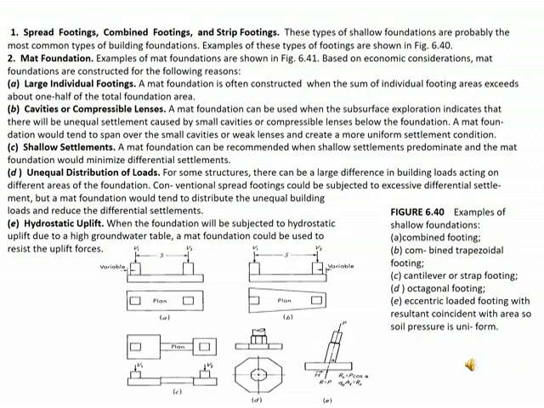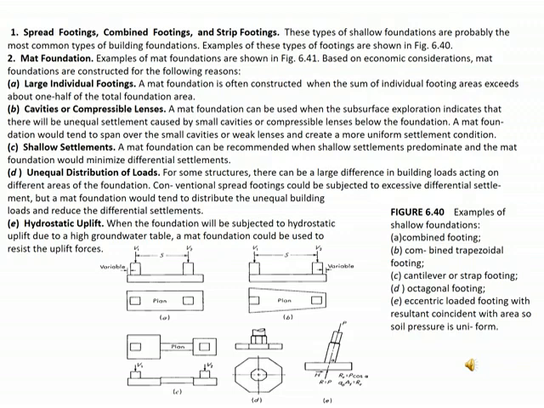B, cavities or compressible layers. A mat foundation can be used when the subsurface exploration indicates that there will be unequal settlement caused by small cavities or compressible layers below the foundation. A mat foundation would bend to span over the cavities or the weak layers and create the most uniform settlement condition. And C is shallow settlement.